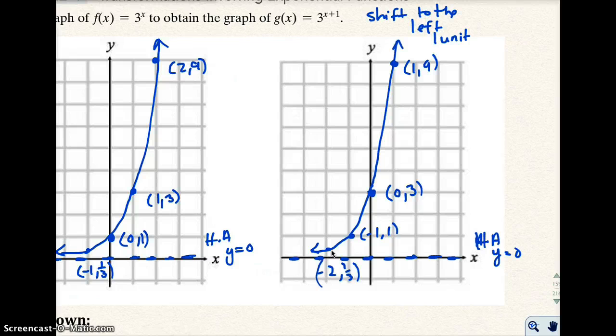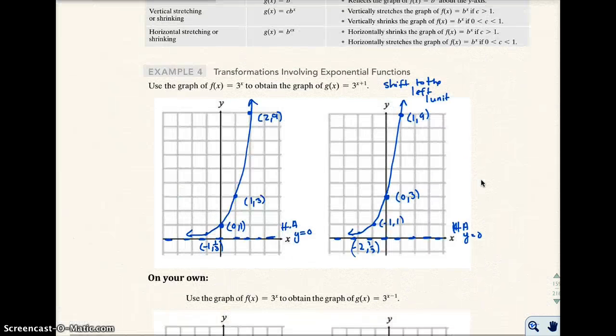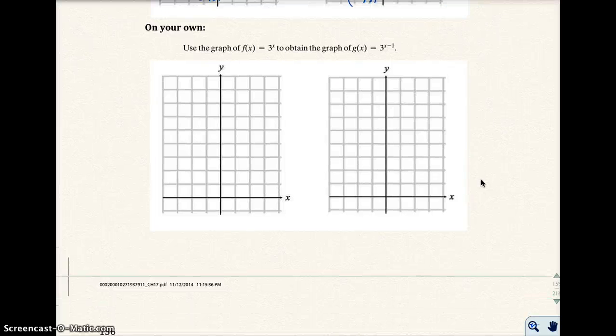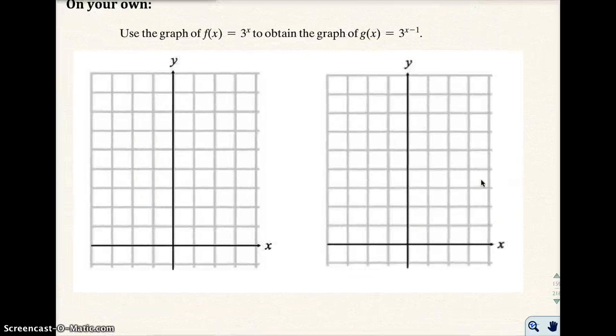I'm more concerned that you label the points on this one right here, and then I can see that you shift to the left one by looking at your graph. Okay, so on your own, go ahead and use the graph of 3 to the x to obtain the graph of 3 to the x minus 1. So go ahead and do that, and I will pause the video while you work on that.